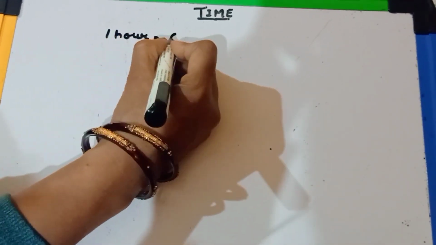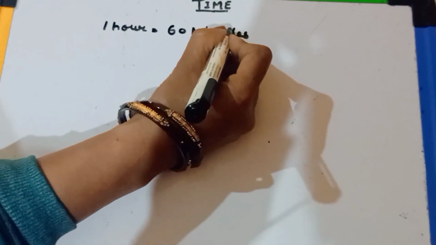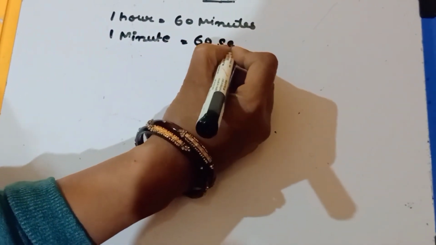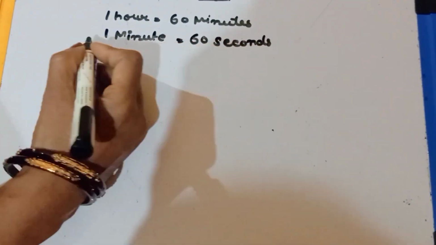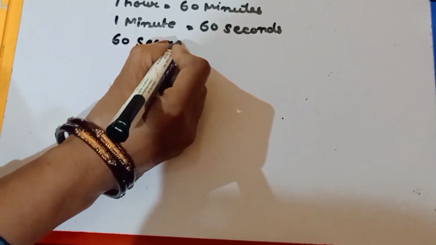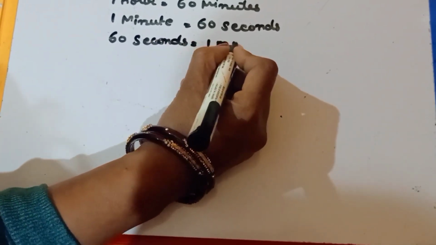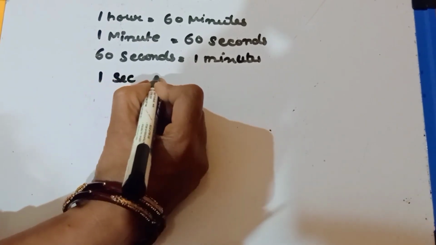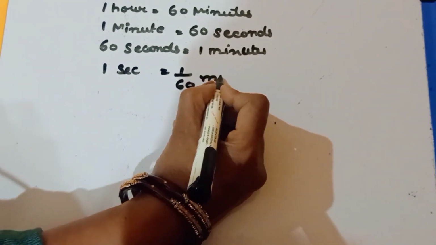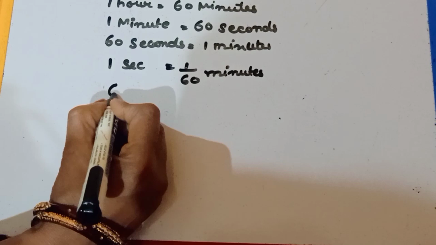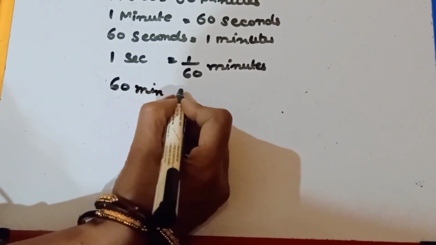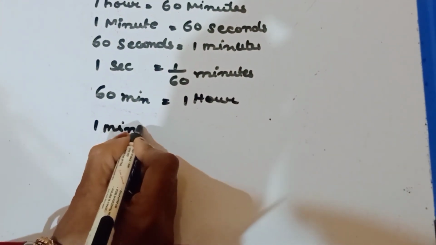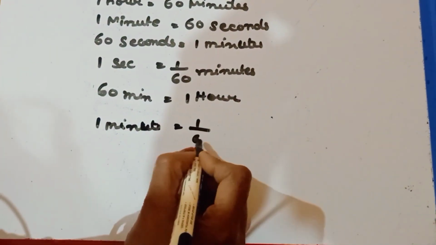1 hour is equal to 60 minutes. 1 minute is equal to 60 seconds. 60 seconds is equal to 1 minute. One second is equal to 1/60 minutes. 60 minutes is equal to 1 hour, and 1 minute is equal to 1/60 hour.